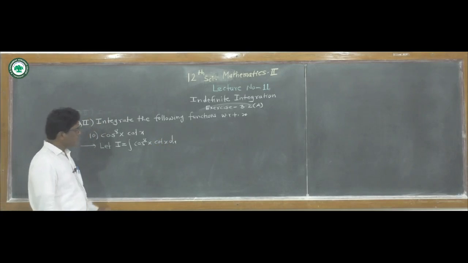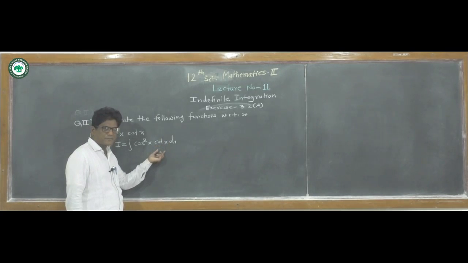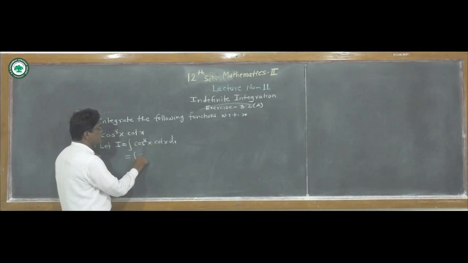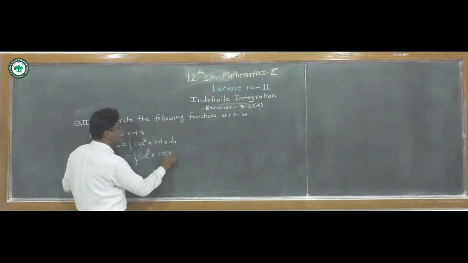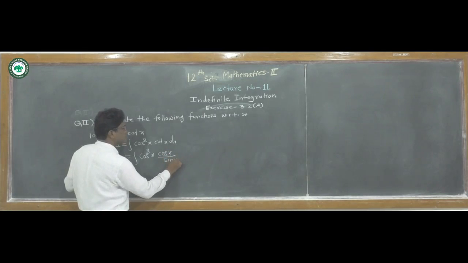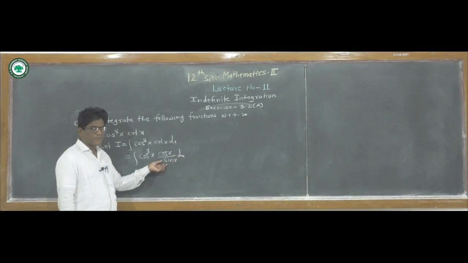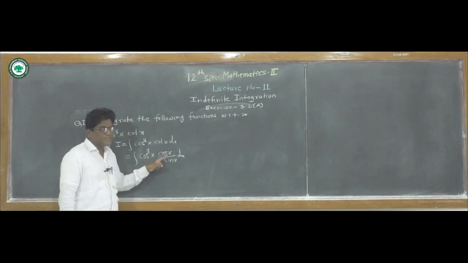dx. Now here we may consider cot x as cos x upon sin x. So we write this as integration of cos^8 x and cot x as cos x upon sin x dx. Now here if we put sin x is equal to t, then we get cos x dx as dt. But here cos^8 x, we have to convert this cos x in terms of sin x because we put sin x as t.